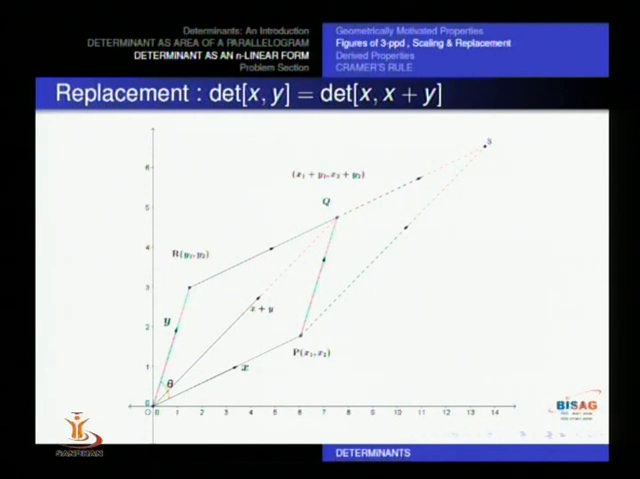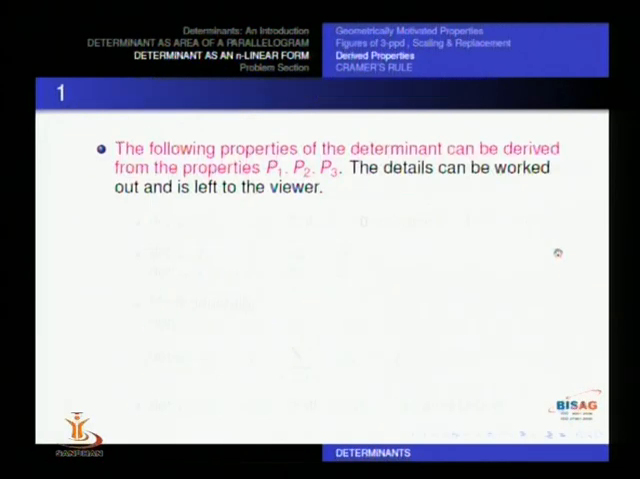But from the figure one can see that it is a cutting and pasting type of thing happening over here. This part, triangle OQR, has been cut from there and placed in the place of PSQ. So area does not actually change. So this is what is replacement, and this is a very interesting property of the determinant, that determinant of x comma y is the same as determinant of x comma x plus y. So that is what we call replacement.